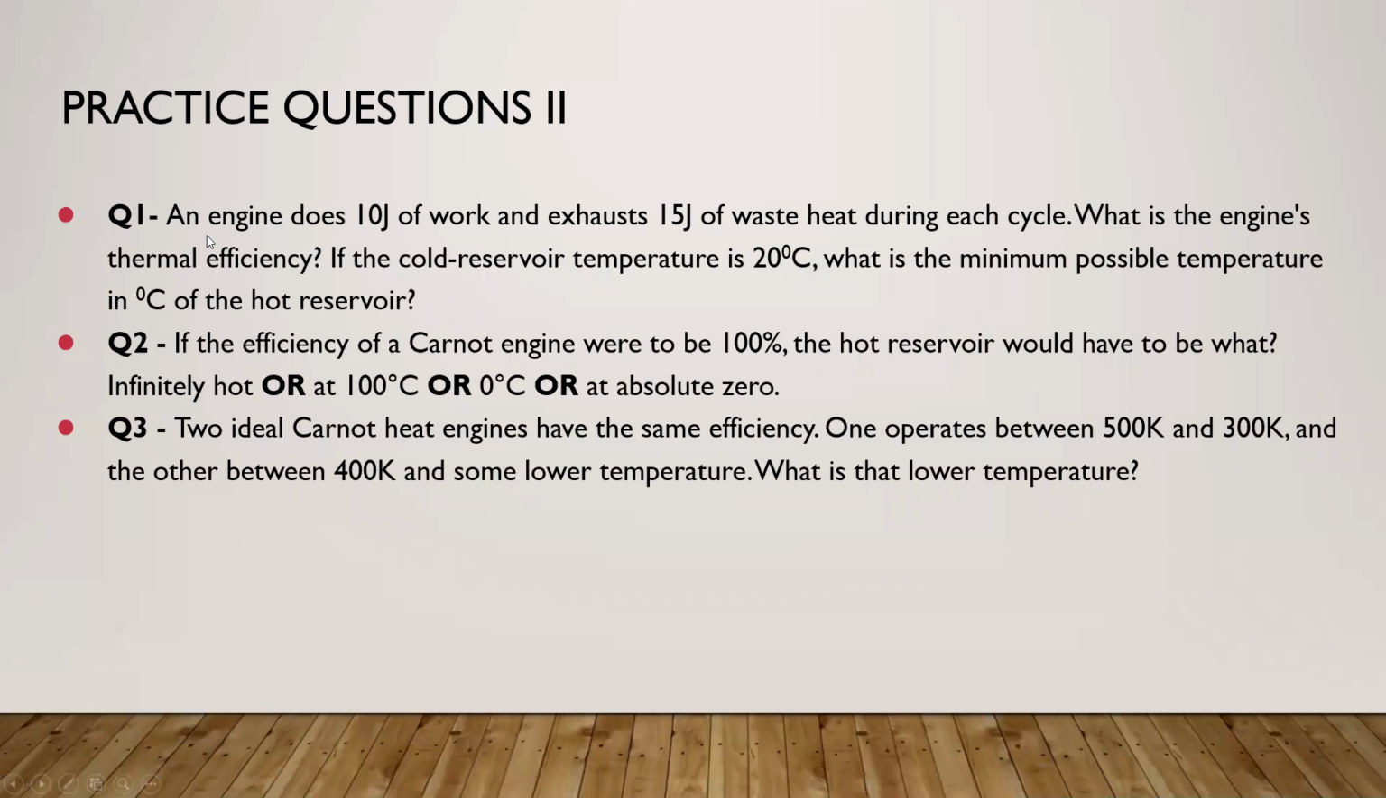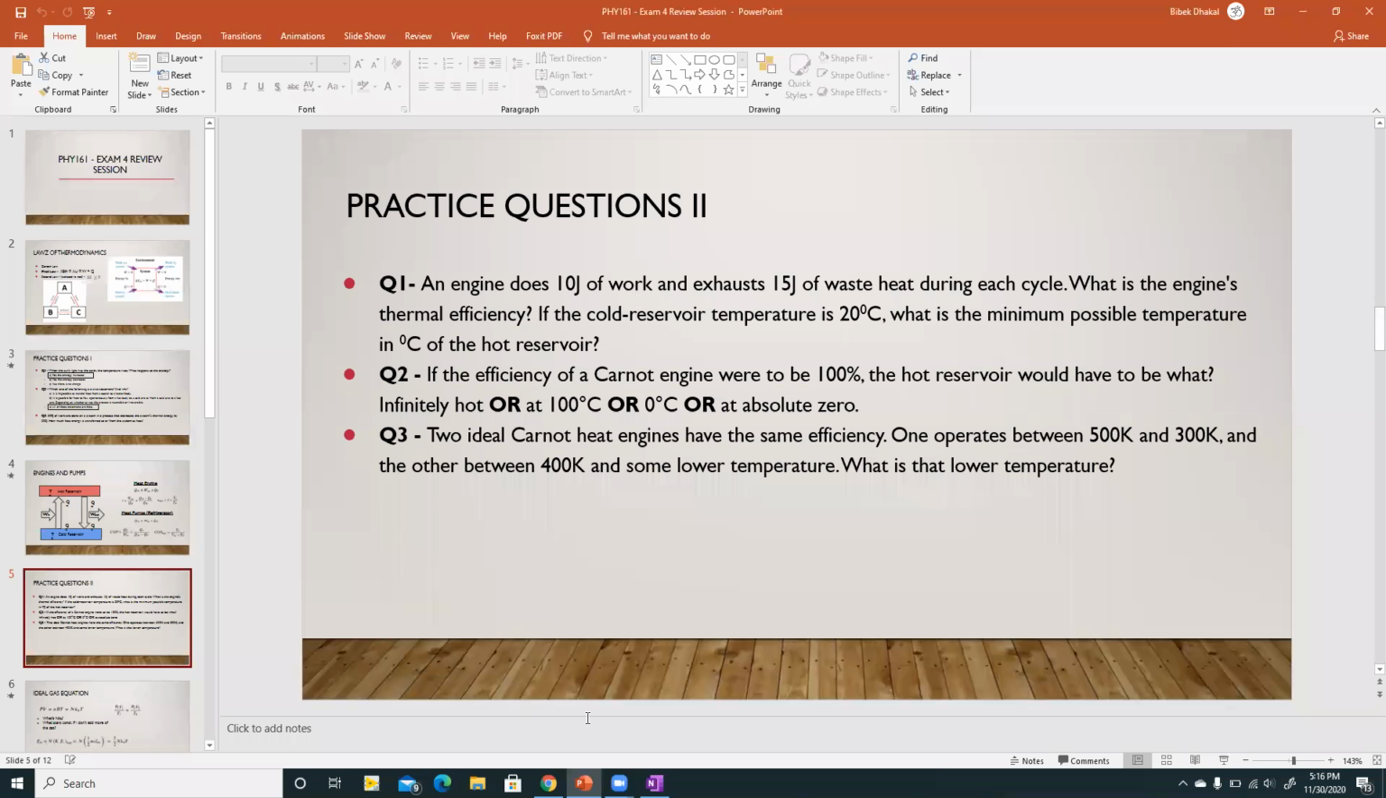So the first problem is: an engine does 10 joules of work. So it's a heat engine, and the work done by the engine is 10 joules, and it exhausts 15 joules of waste heat. Waste heat is the QC, that is the heat that is thrown to the cold reservoir. What is the engine's thermal efficiency? And if the temperature of the cold reservoir is 20 degrees, what is the minimum possible temperature in degrees of the hot reservoir? So how to solve this problem?